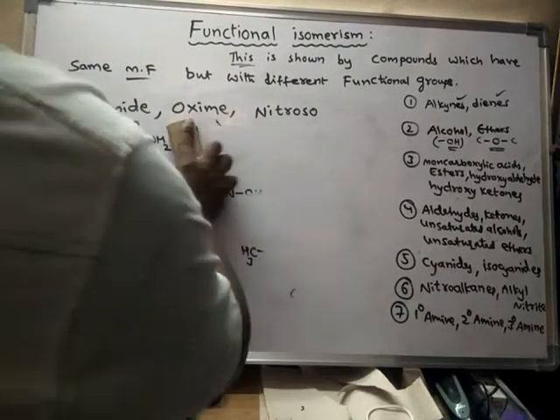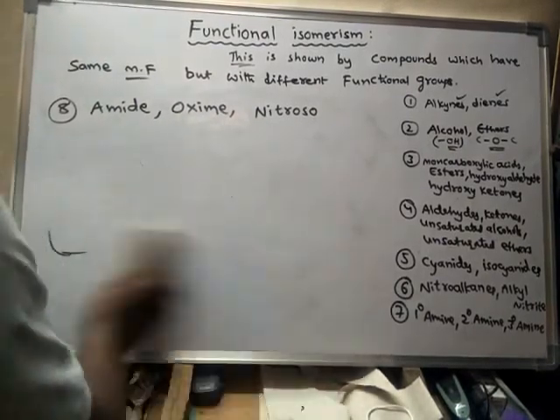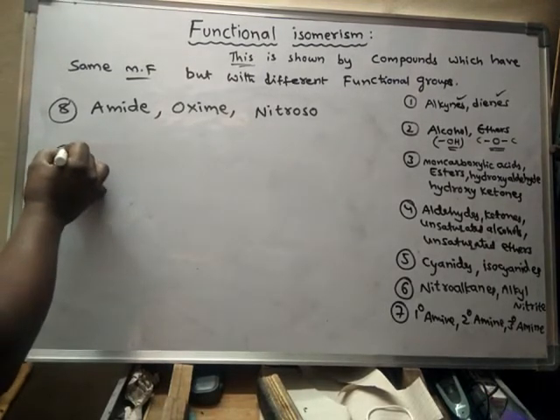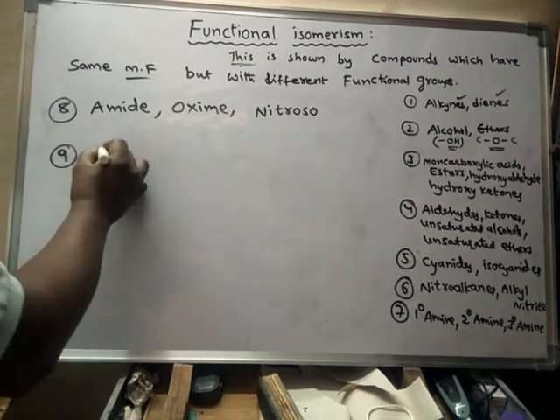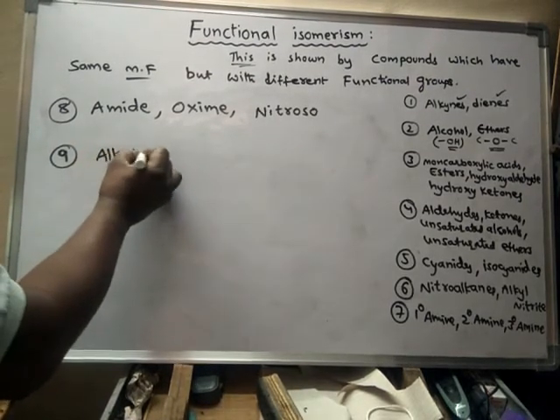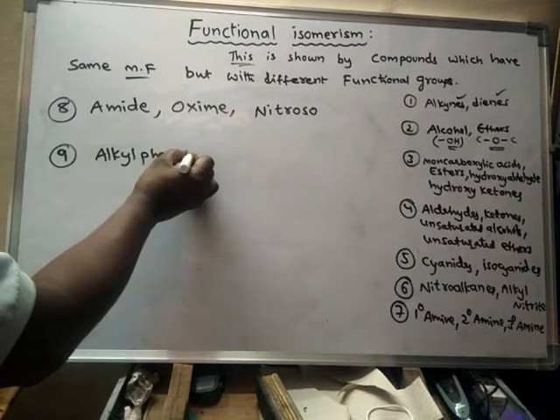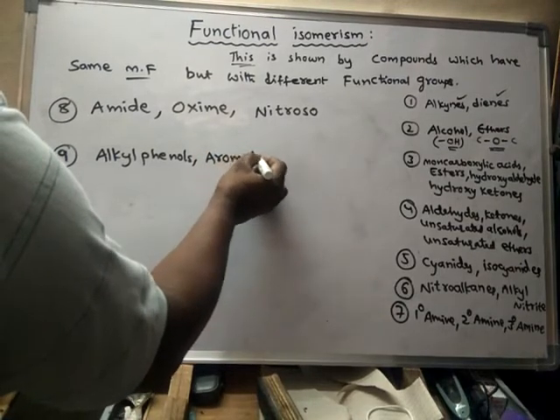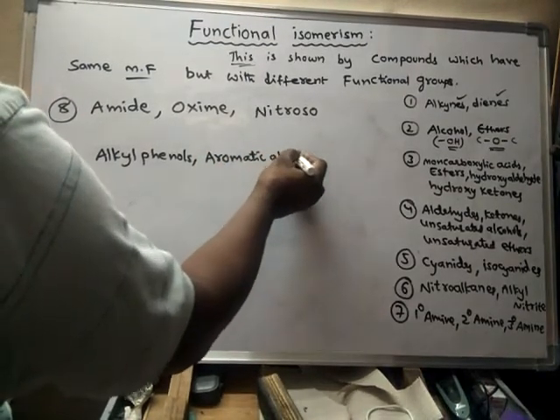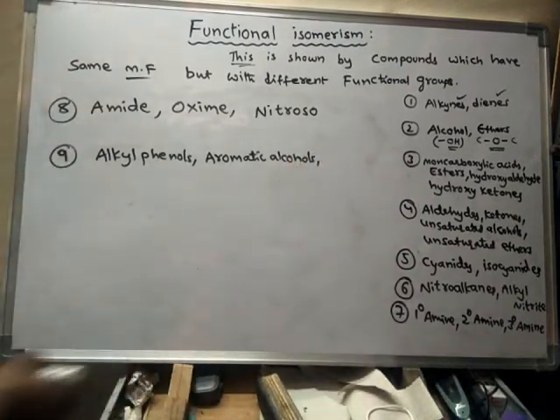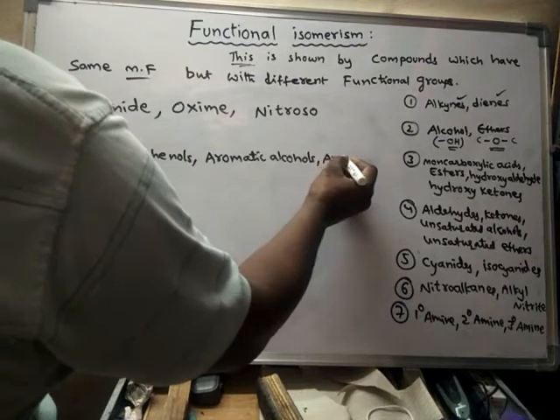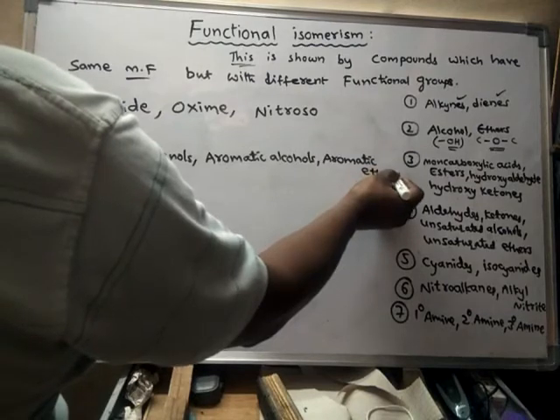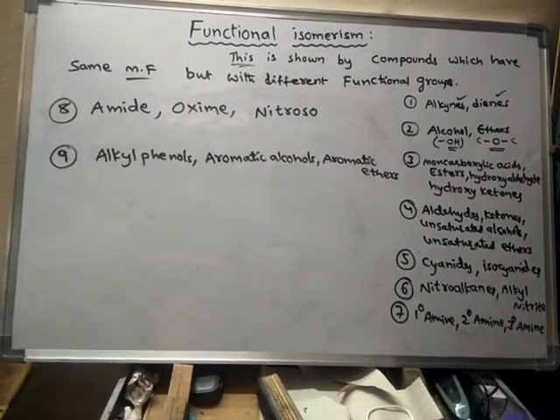Let us learn one more example. With that example, we will finish. Ninth example we will see. Alkyl phenols, aromatic alcohols, aromatic ethers. So these are all functional isomers to each other.